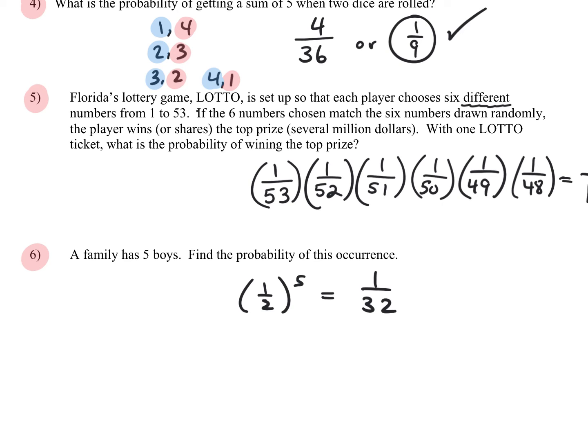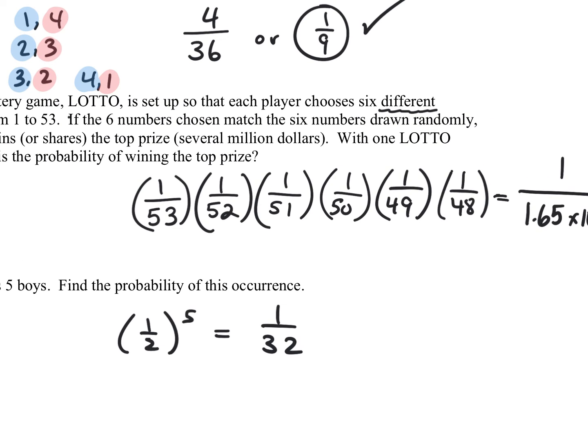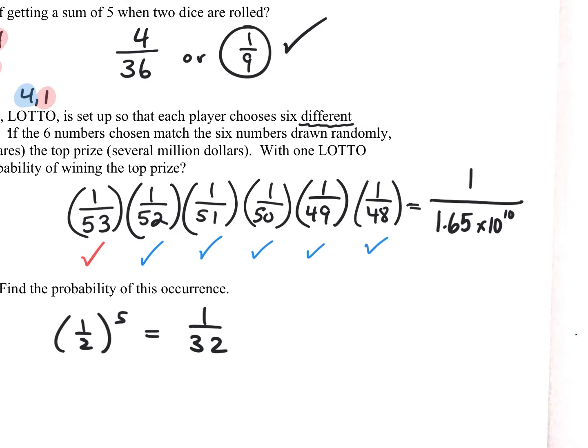Well, if we're picking 6 different numbers, I have to choose the first number exactly right. I have a 1 out of 53 chance. If I get that first number right, I know the second one must be different, so now it's 1 out of 52. The third, 1 out of 51, 1 out of 50, 1 out of 49, and 1 out of 48. The likelihood of getting those 6 numbers exactly right is extremely small. 1 out of 1.65 times 10 to the 10th was what I got for this particular problem.